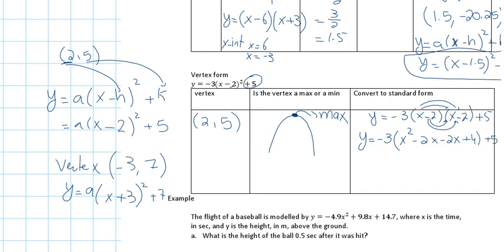I can expand and then simplify at the end. It doesn't matter if you simplify first, it's just an extra step. Negative 3x squared plus 6x plus 6x minus 12 plus 5. So all I did is distribute that negative 3 in. Then I can collect like terms. The 6x and the 6x give me 12x. The negative 12 plus the 5 gives me negative 7. And that is my standard form.